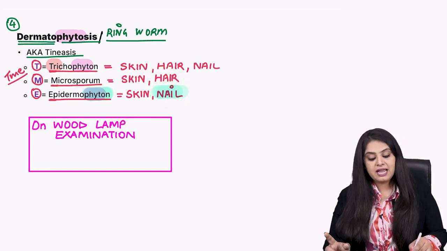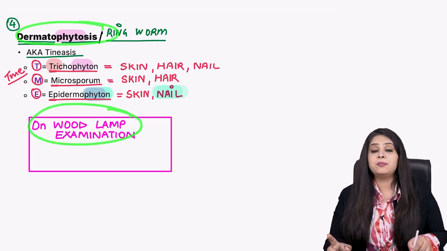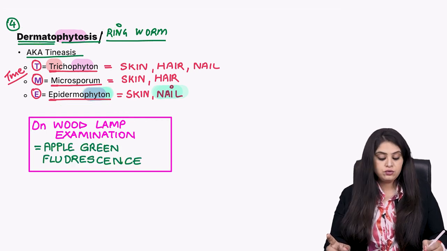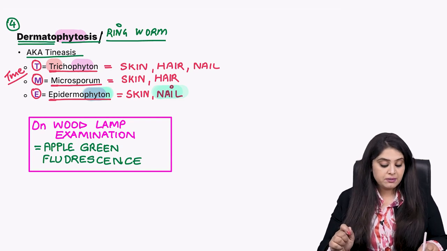Now moving forward, for any kind of derma infection or derma disease, you are going to do a Wood's lamp examination, and this tends to show you the apple green fluorescence. In pathology we read about apple green birefringence.